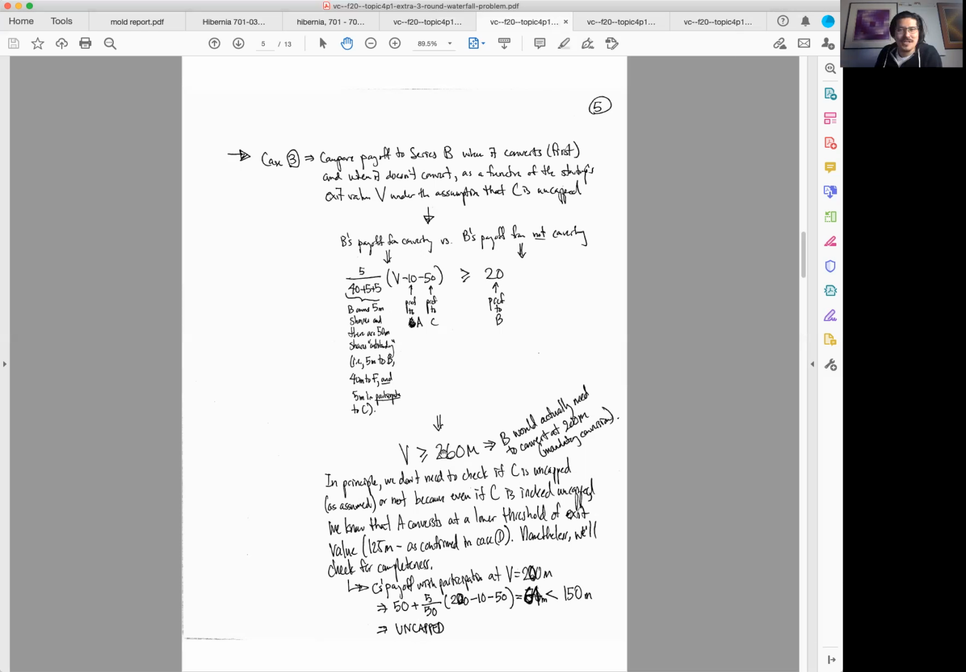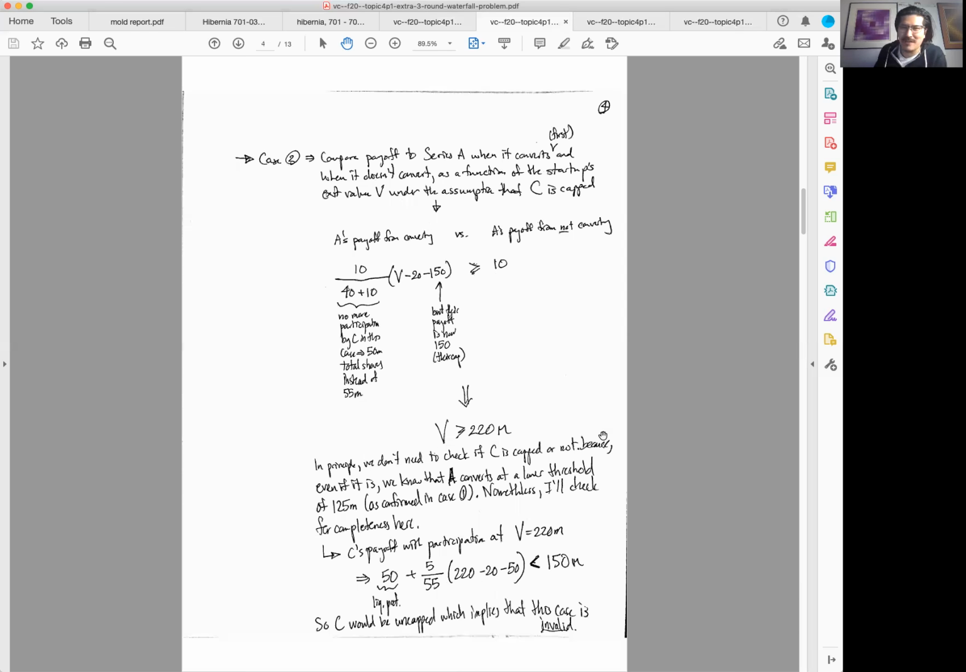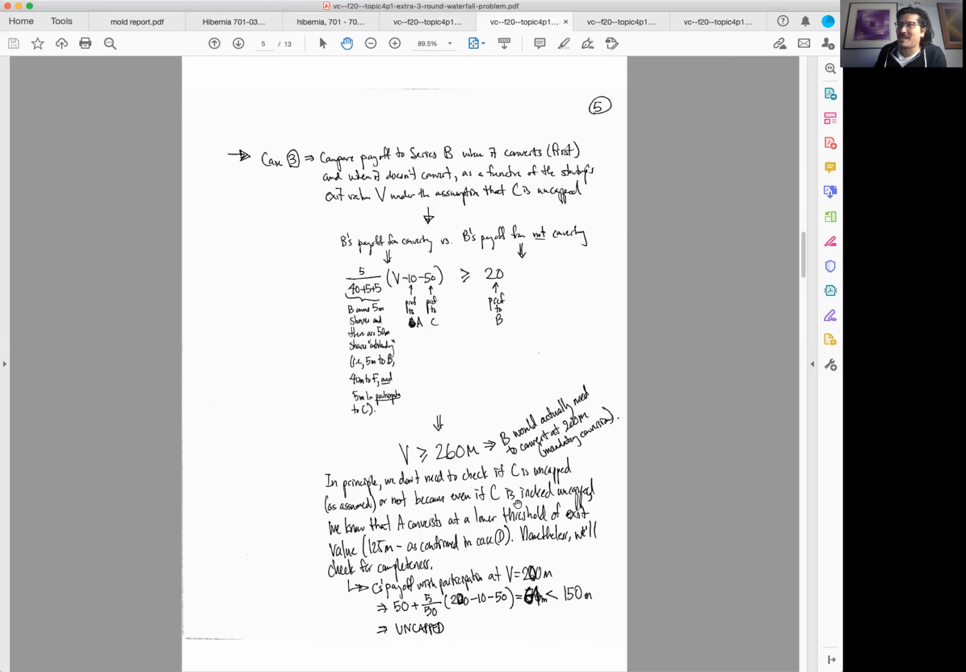By the way, 260 is not the right answer, right? Because remember, B had mandatory conversion at 200, right? So we know in this scenario here, B would actually need to convert at 200 million because of mandatory conversion. Are we okay with that? Is this what happens first? No, right? Because 125 is less than that. So we know that this is also not the right answer. Are we okay so far?